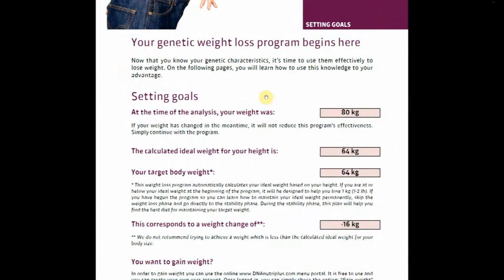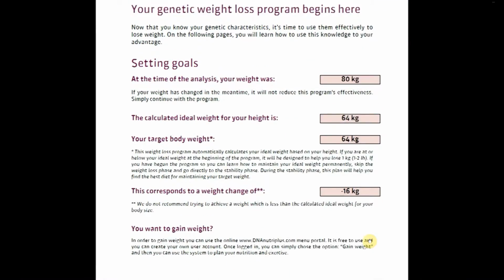So the aim now in the first phase of the program is to go from your current weight to your target weight, and this would be in this case 16 kilograms. It might be a different number for you. Now, from experience with these tests, we have found that around 20% of people ordering these tests want to maintain weight, and around 5% want to gain weight. And this test really helps with all of these aspects.